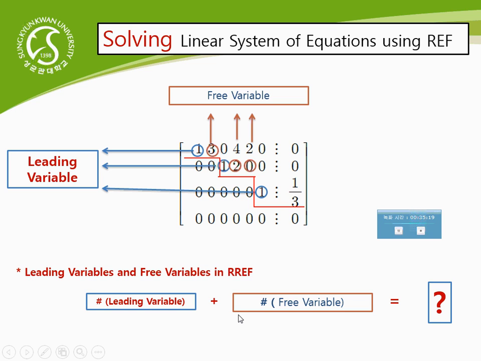Okay, I think that's all. I will summarize what you have learned. When we have the RREF of the equations, these are called the leading variables, and these are the free variables. The number of leading variables plus the number of free variables is actually the number of columns, isn't it? Here we have 6 columns: 1, 2, 3, 4, 5, 6. We have 3 leading variables, and the remaining 3 are free variables. So 3 plus 3 is 6, which is the number of columns. Actually, that's the rank nullity theorem.